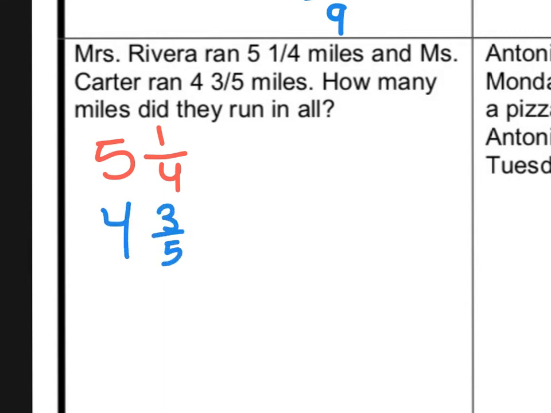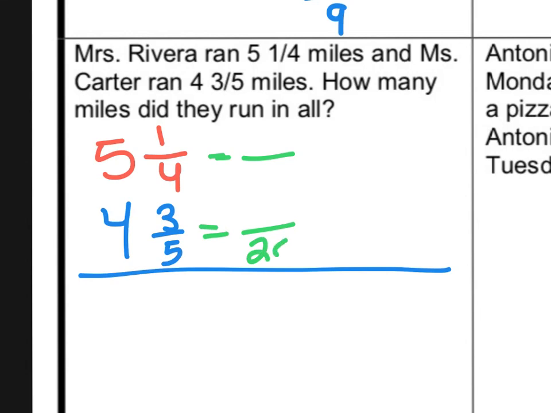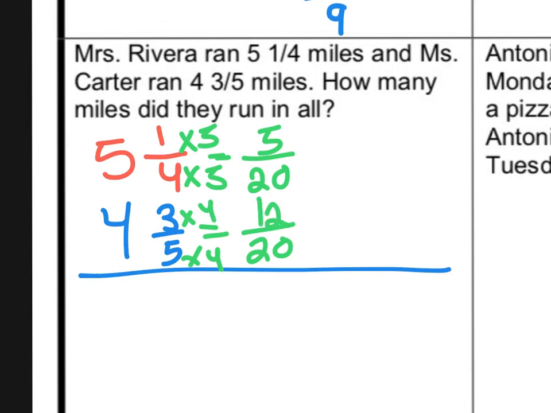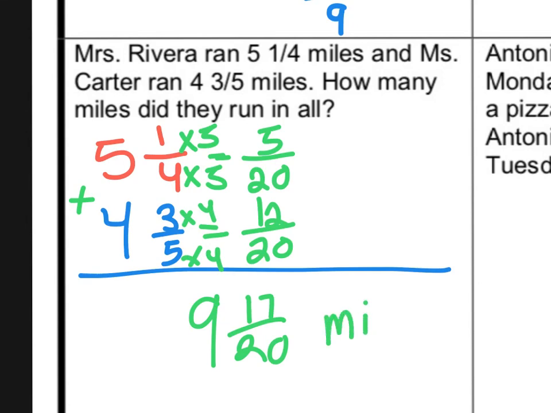Same thing. Step 1, find a common denominator. We can use the number 20 because they both have 20 in common. This is times 5 times 5, which makes it into 5/20. The bottom fraction is times 4 times 4. That makes it 12. Because we're going to add them, 5 plus 12 makes 17 out of 20. And of course the whole number is 5 plus 4, which makes 9. So we know that they ran 9 17/20 miles combined.